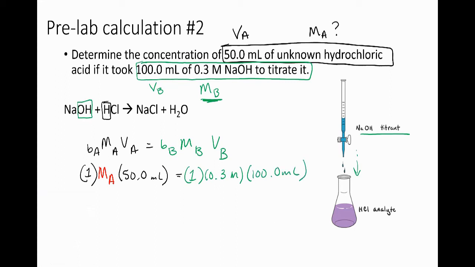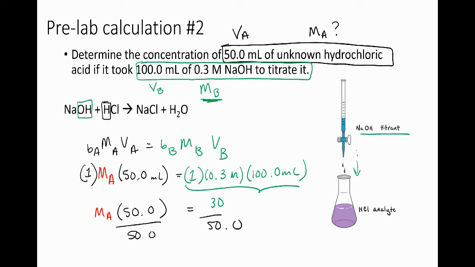Okay, so go ahead again and multiply everything on that right side. 0.3 times 100 times 1 should get us 30. And then on the left side, we've still got Ma, and then 50 times 1, of course, is still just 50 there. Then we'll divide both sides by 50. So 30 divided by 50 gives us 0.6.